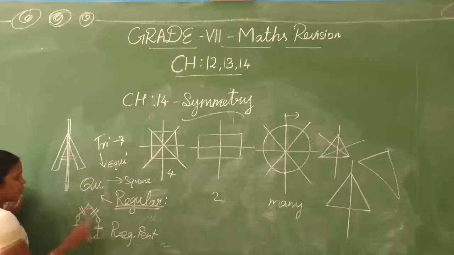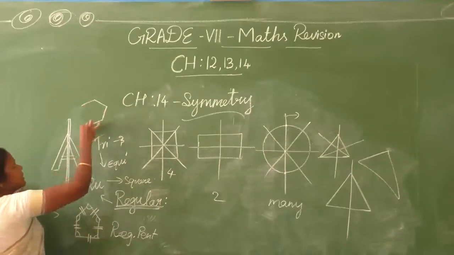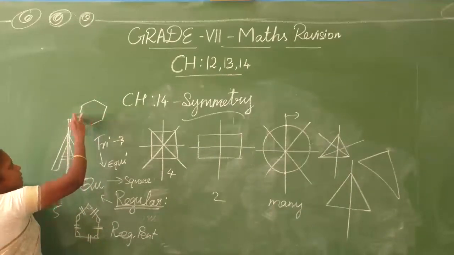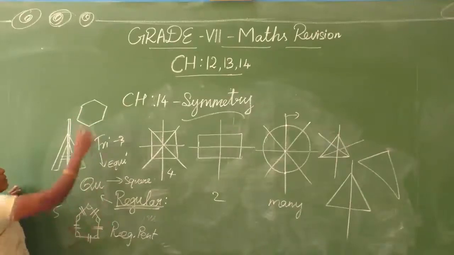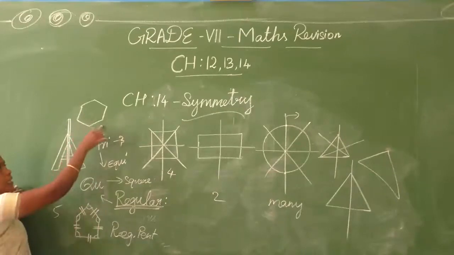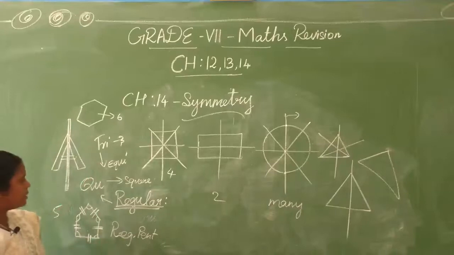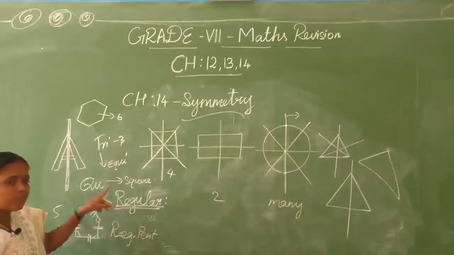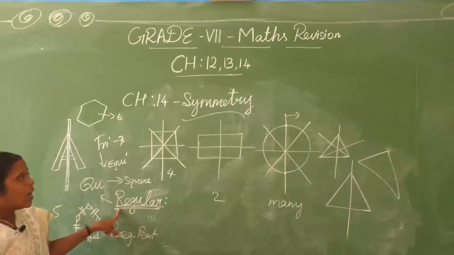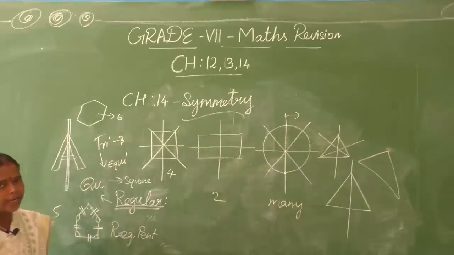So a regular pentagon has dash lines of symmetry, meaning five lines of symmetry. Hexagon, six sides. Approximately I am drawing. If the figure is regular, it is called a regular hexagon. How many lines of symmetry? Six lines of symmetry. See, what do you observe from this? If the figure is a regular polygon, as many sides as it has, that many lines of symmetry it contains. This is the conclusion for this topic.